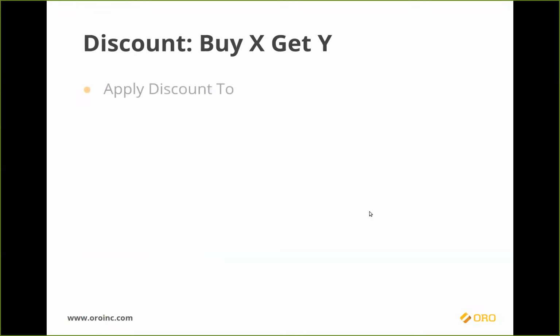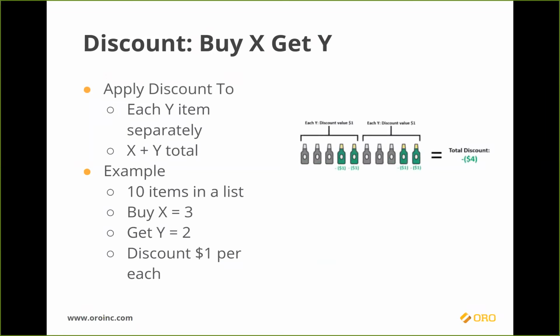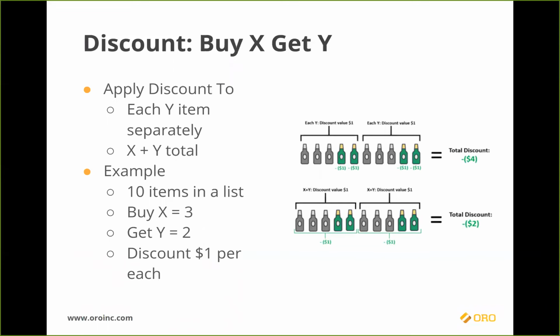And here is how it works. If we are using a condition option called each product or each Y separately, in this case, we are going to apply discount specifically for each product above the X level, while if we are using X plus Y, we're going to apply discount only for the specific set. It works the same if you're using percent-based discount, but it will work differently if you're using amount-based discount.